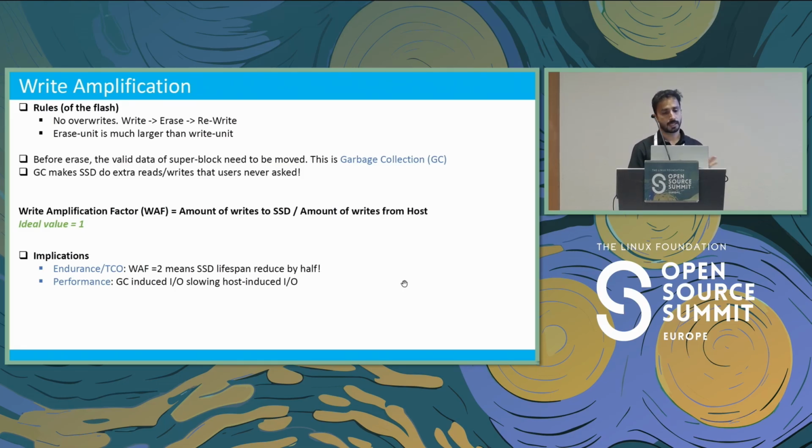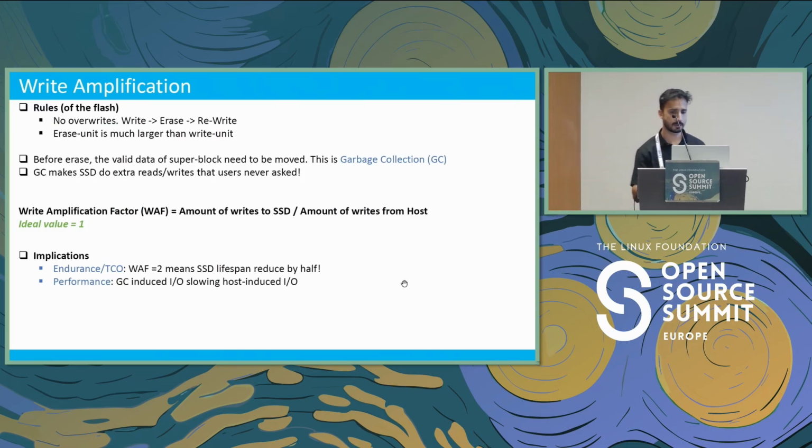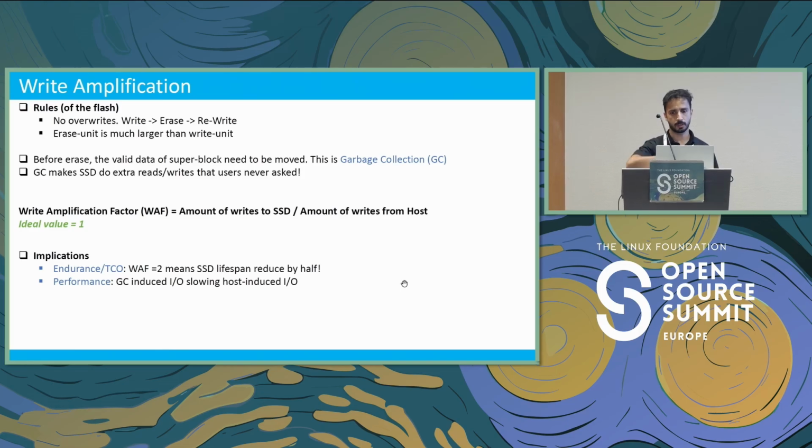But if I need to erase that particular big super block, I can only erase once I have moved all the valid data, because we can't really lose the data, right? The data is important. And this process of moving the valid data from one particular super block or erase block to another one is called garbage collection. As you know, moving means we will have to read the block and write it somewhere else.